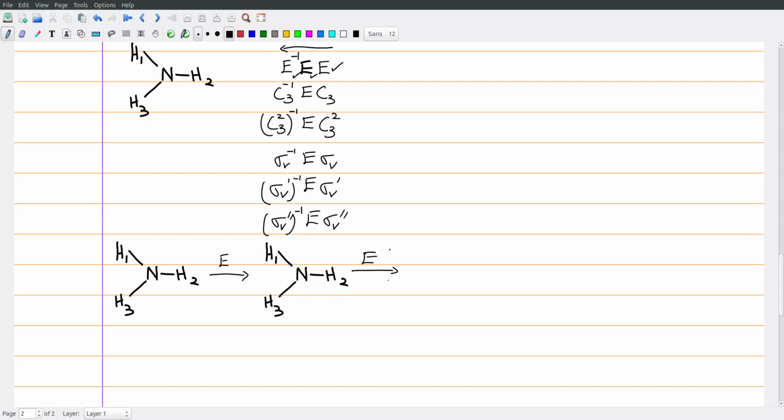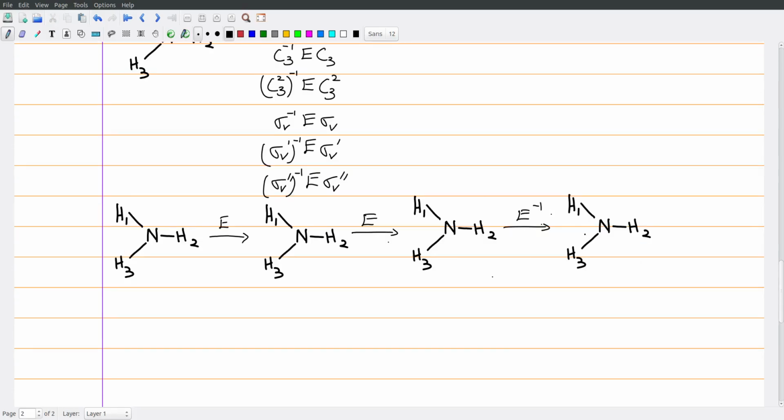Again I'm doing the E operation, so again the molecule will remain the same. Now I'm going to do E inverse. Inverse of identity is identity itself, E itself. So now what I have to do for writing the result, the net result is E inverse.